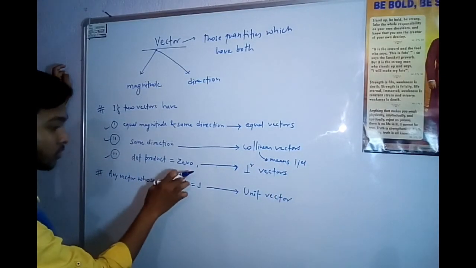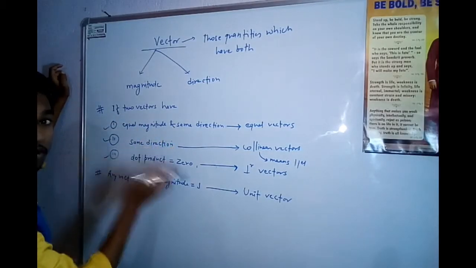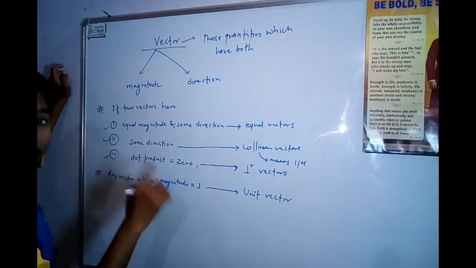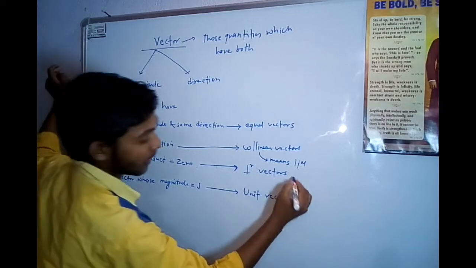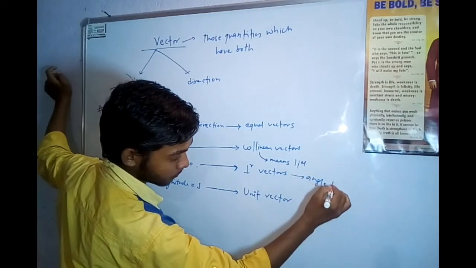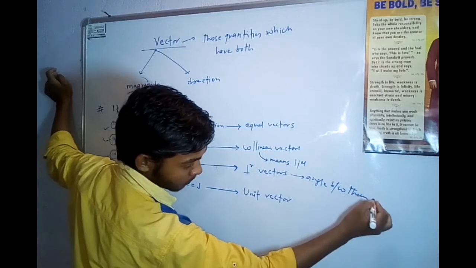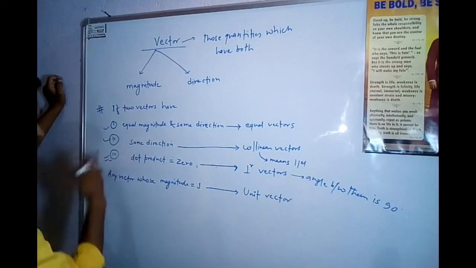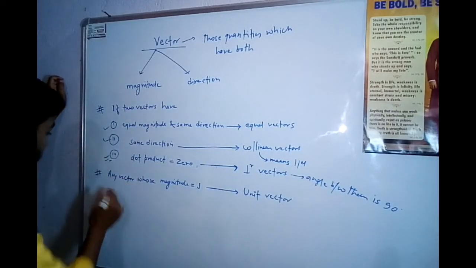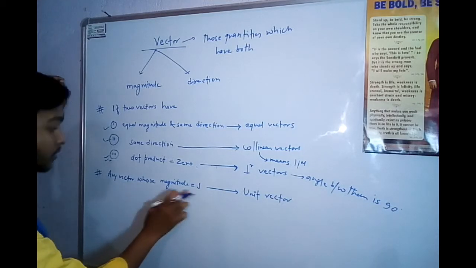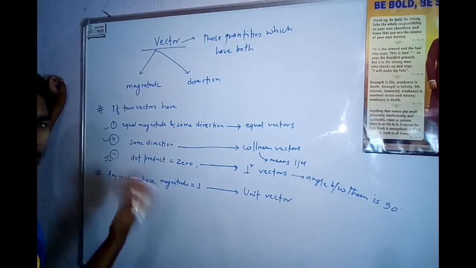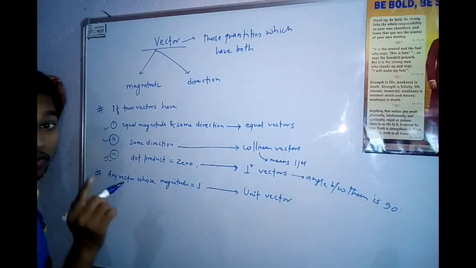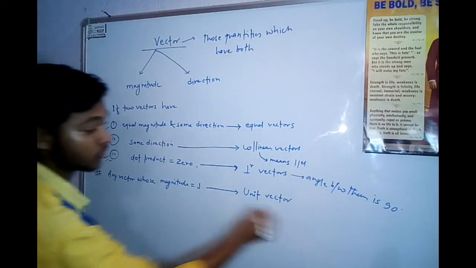Third, dot product equal to 0. If two vectors have dot product equal to 0, then those two vectors are perpendicular to each other, that is, the angle between them is 90 degrees. This we will study later. Any vector whose magnitude is equal to 1, in any direction, such vectors are called unit vectors.